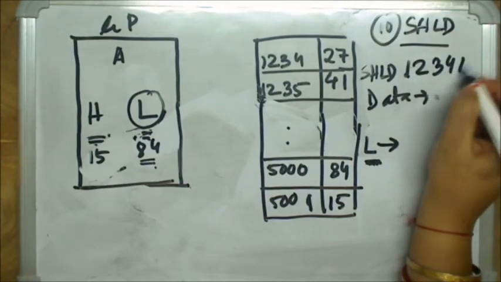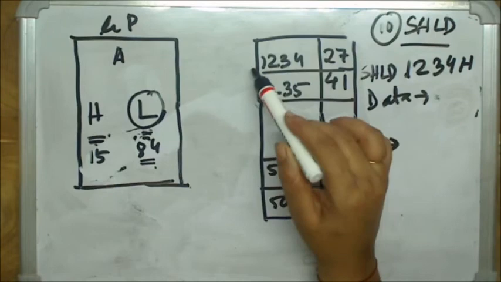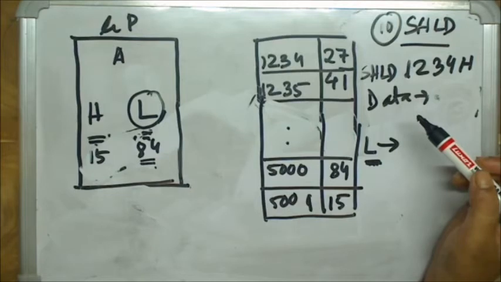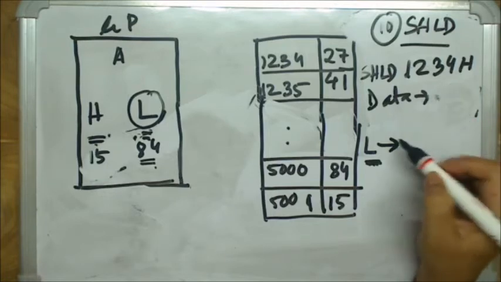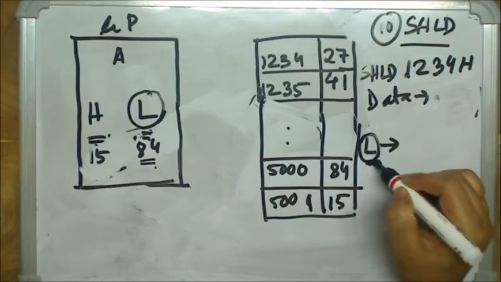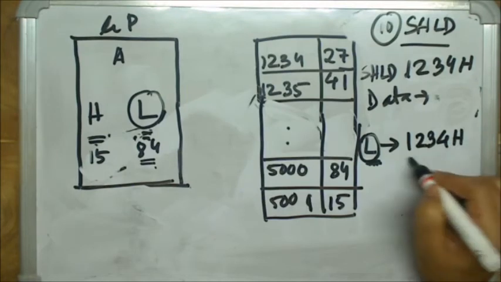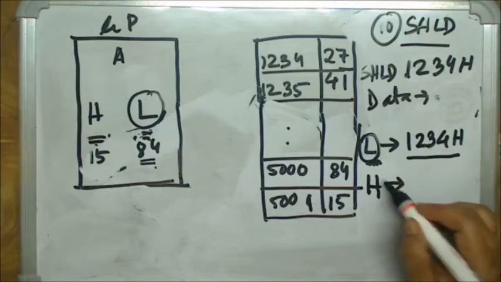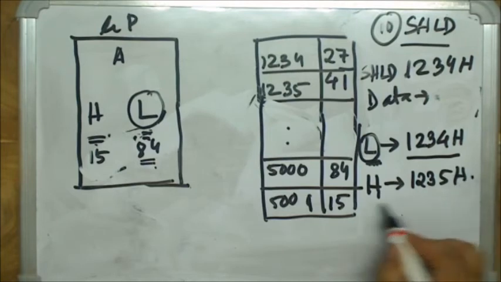SHLD 1234H. Now if you write 1234H, data will get stored in 1234H and 1235H. The other address is taken by default. Now what will happen if you write SHLD 1234H? The data of register L, that is the lower byte register, will get stored in the lower byte address 1234H, and the data of the higher byte register, that is register H, will get stored in the higher address. Fine, this is the rule.